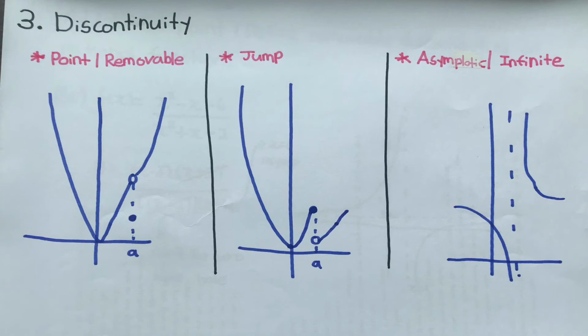Third is called asymptotic discontinuity or infinite discontinuity. If the graph has an asymptote at the x equals a value, the left-hand limit approaches negative infinity and the right-hand limit approaches positive infinity. In the graph, both the left-hand limit and the right-hand limit are unbounded, so the limit does not exist. Additionally, there is no f(a) value, so the graph does not fulfill the conditions to be continuous.